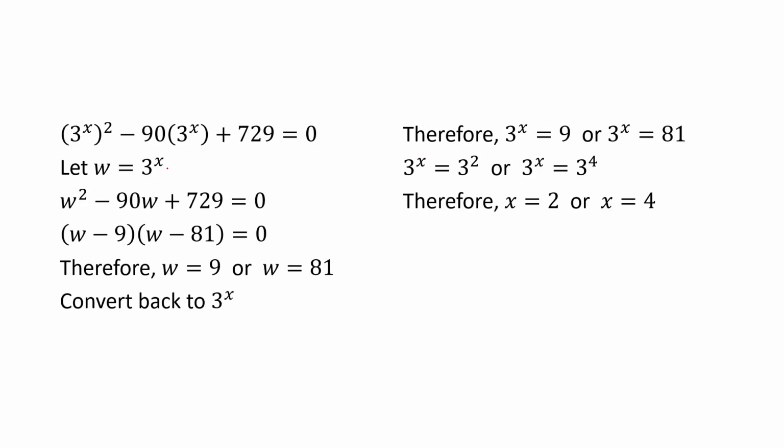We let w equal 3 to the x. So this becomes w squared minus 90w plus 729 equals 0. We do our factoring and we say w minus 9 times w minus 81 equals 0. And we solve for w. It either equals 9 or 81. But we weren't asked to solve for w, were we? We were asked to solve for x.